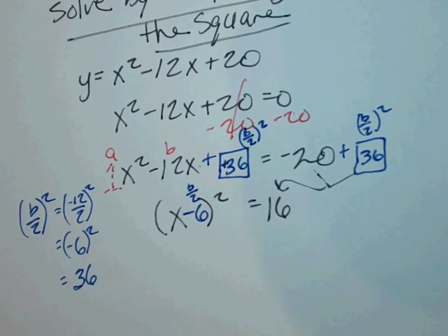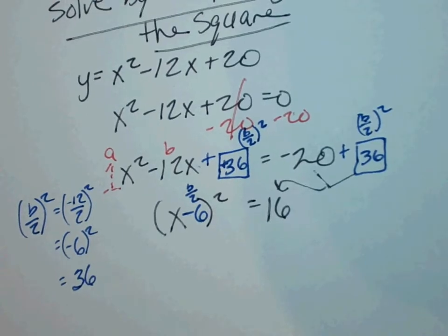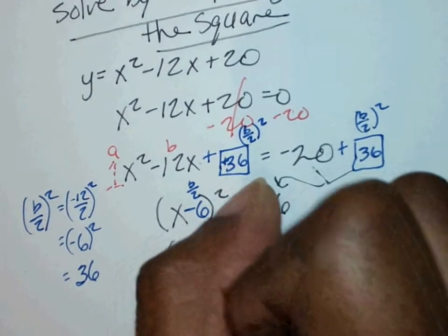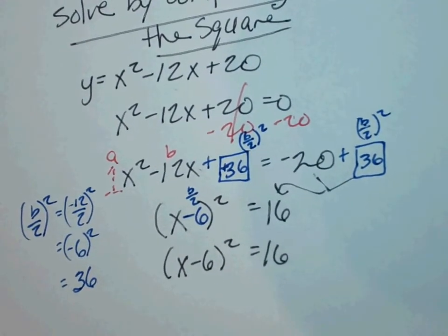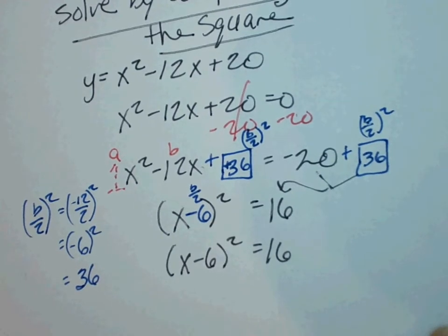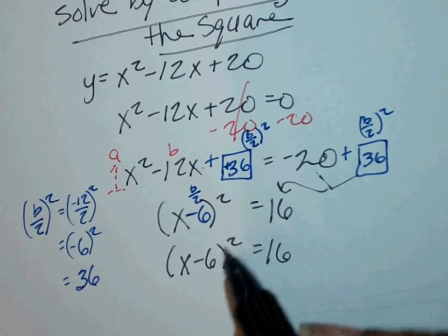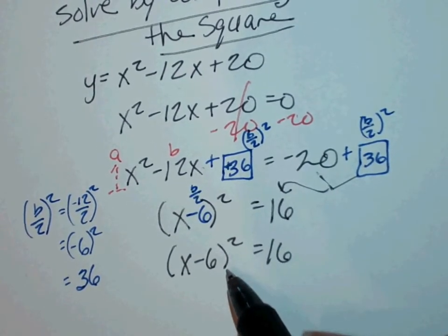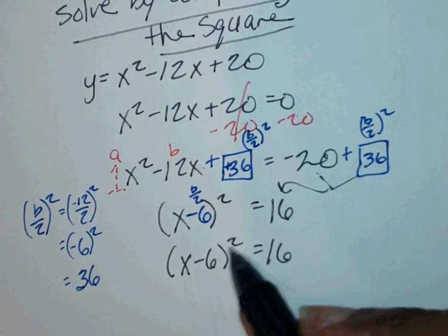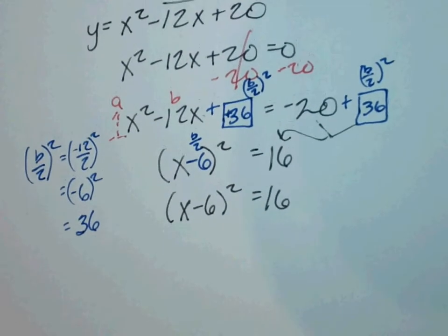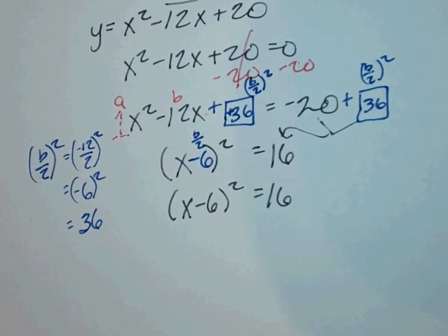Alright, so my hard work is done. I have completed the square. I have x minus 6 squared equals 16. Now that I've completed the square, I'm not done, because it didn't ask me to complete the square. It asked me to solve by completing the square. So this is what I get when I complete the square. Now I need to solve it. It gets a little more complicated because I have an x here and it's not just being squared, it's x minus 6 being squared. So in order to get rid of a square, I have to square root.